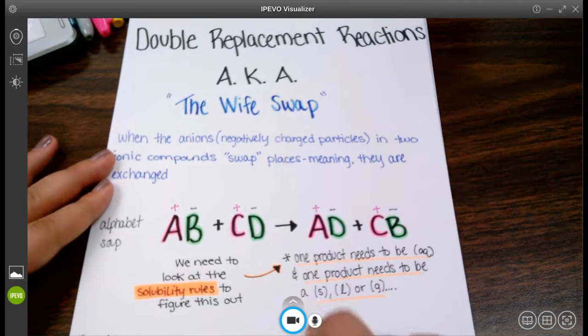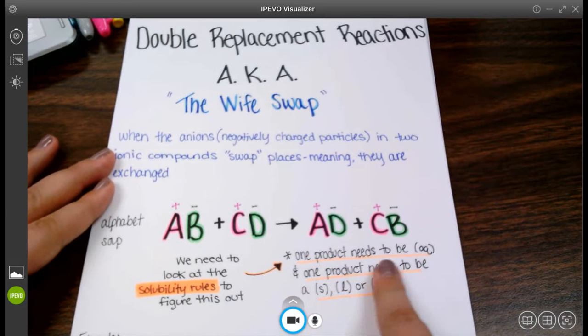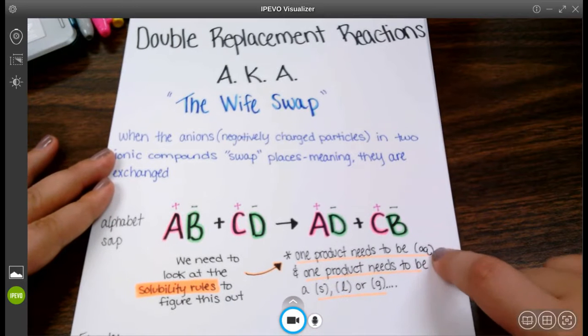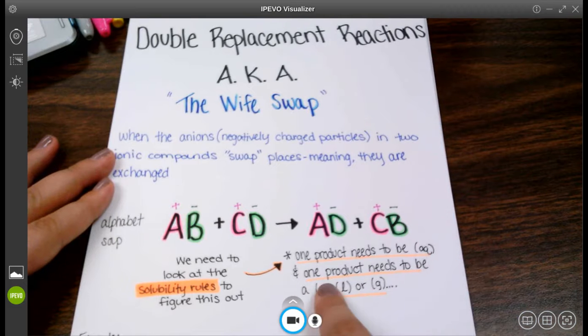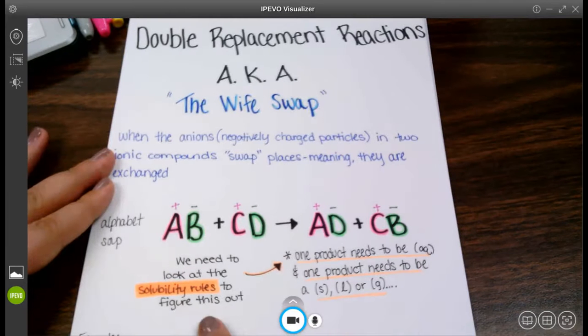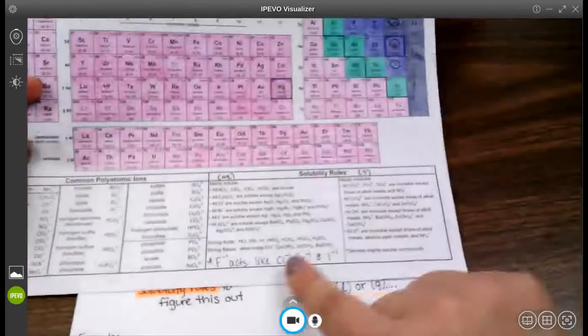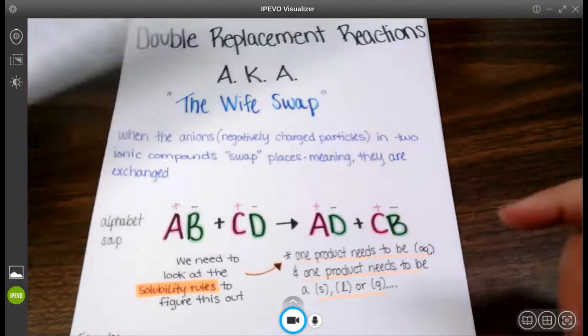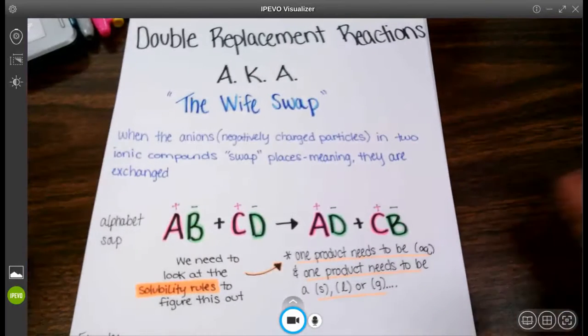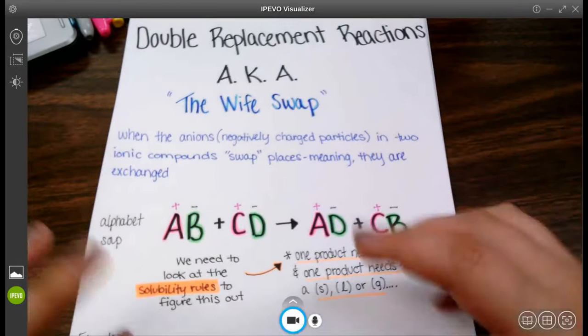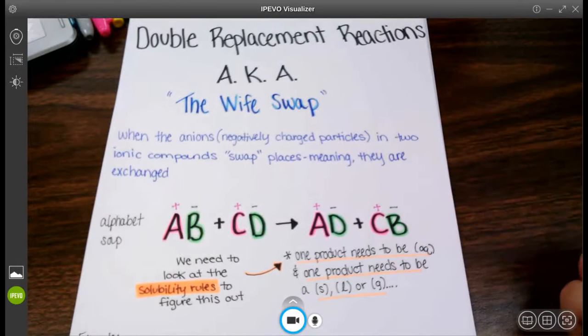So just a little note when we're dealing with double replacement reactions. One product needs to be aqueous. That's what this AQ stands for. And one product needs to be either a solid, liquid, or a gas. In order to figure this out, we need to look at our solubility rules, which are on the bottom of our periodic table right here. Okay? So, pause this video, go back, take your notes, and then I'm going to walk us through an example.